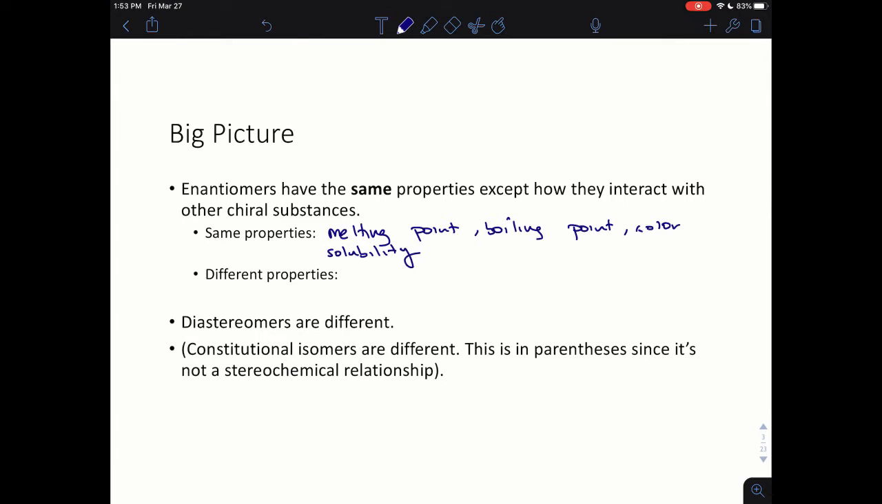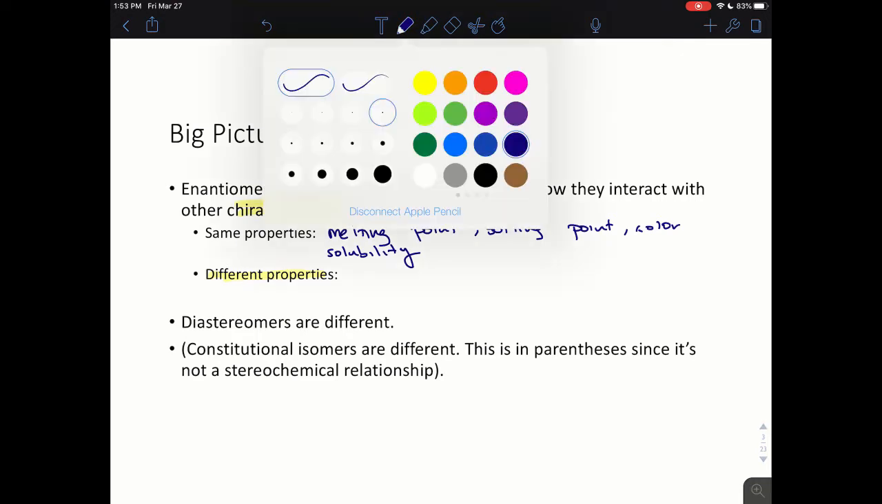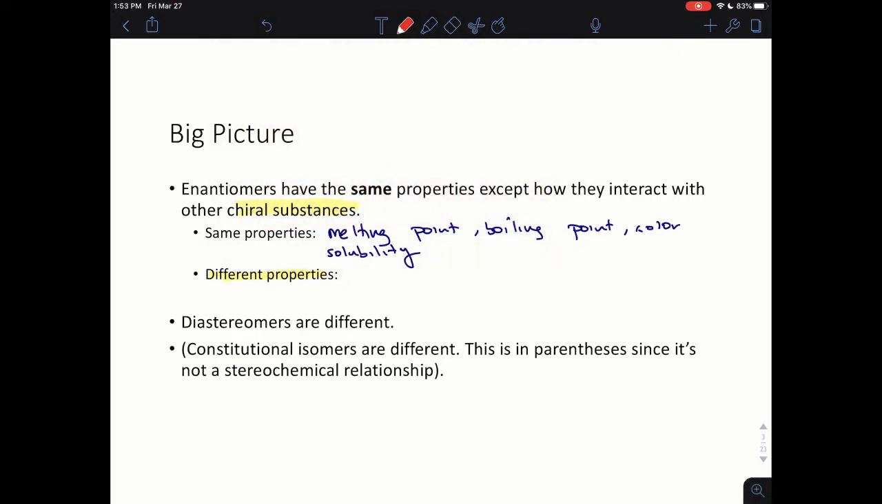However, they will have some different properties. These different properties will involve interacting with other chiral substances. So there can be different chemical reactivity with chiral substances, such as they can have different smells because the proteins in your nose are chiral. They can have different tastes because the proteins in your mouth are chiral. And then there can be different chemical reactivity with chiral molecules, more generally.